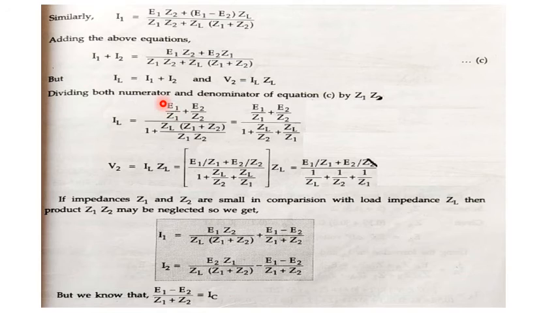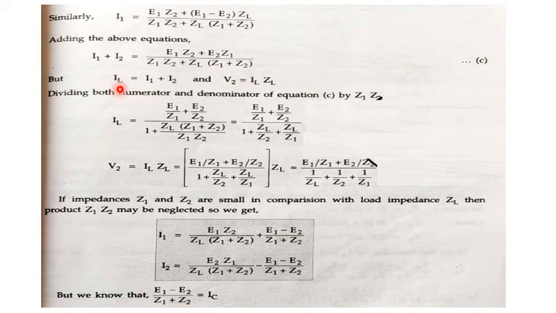Now similarly you can write I1 is equal to (E1 Z2 plus (E1 minus E2) ZL) divided by (Z1 Z2 plus ZL (Z1 plus Z2)). Now you add the above equations, that is I1 plus I2. In the last slide you represented I2, and here you have I1. Add these two currents, I1 plus I2, it gives (E1 Z2 plus E2 Z1) divided by (Z1 Z2 plus ZL (Z1 plus Z2)).